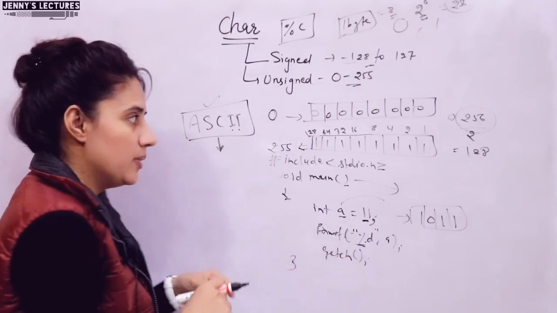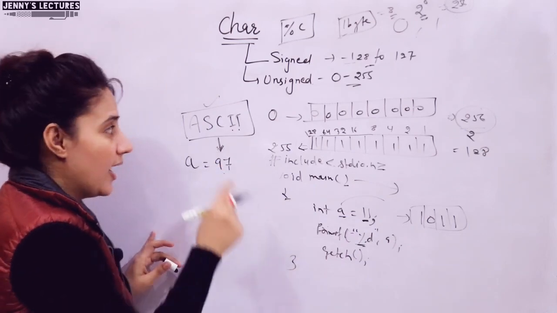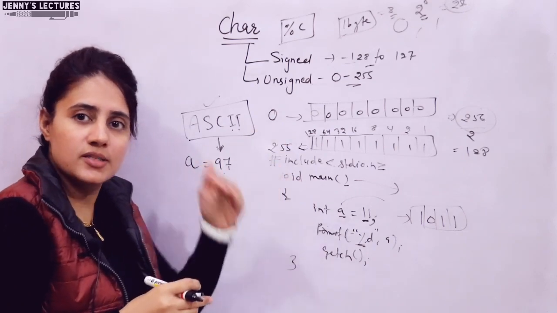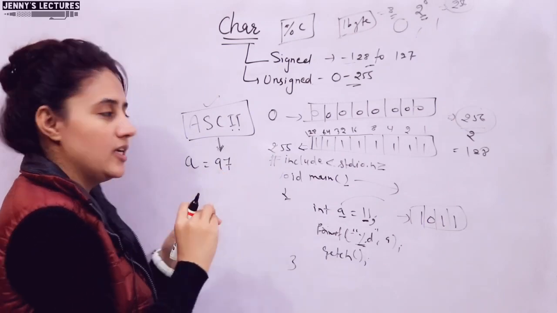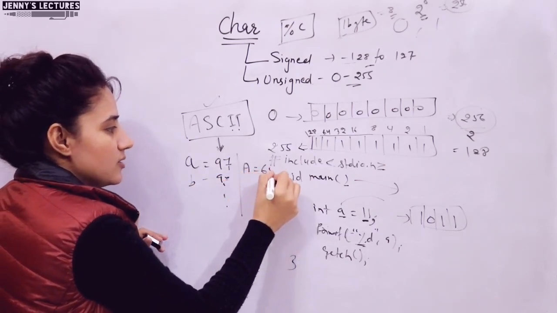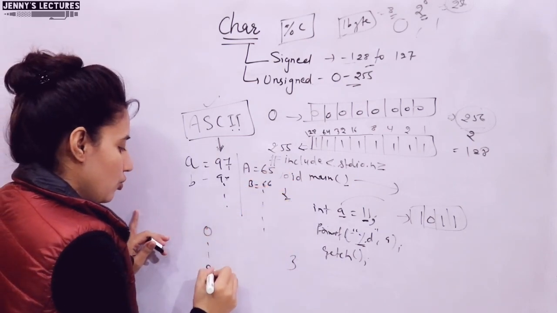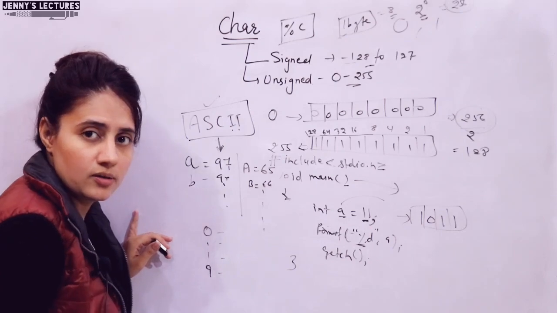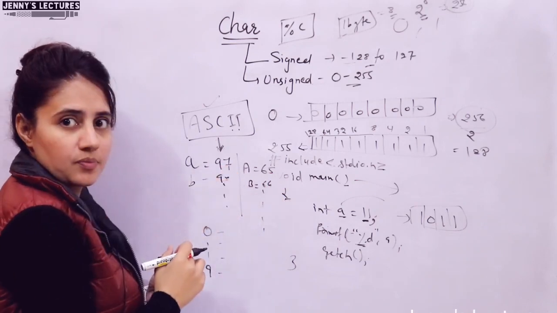For these we have numbers. Like for small a the code is 97, and this is a standard code. You cannot change this value. Americans have already decided that the ASCII value of small a is 97, small b is 98, and so on. For capital A it's 65, for capital B 66, and so on. The digits 0 to 9 also have their own numbers, starting from 48, then 49, like this. Special characters also have their own corresponding numbers, right?